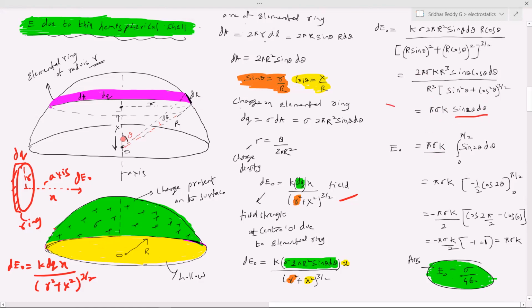Let me integrate it from 0 to pi by 2. The limit is 0 to pi by 2. Substituting, we get minus 1 by 2 cos 2 theta between the upper and lower limits. At the upper limit pi by 2, cos pi will be minus 1, and cos 0 will be 1. Solving that, we end up with the electric field strength: sigma by 4 epsilon naught. This will be your answer. Hemispherical shell, solid hemisphere.